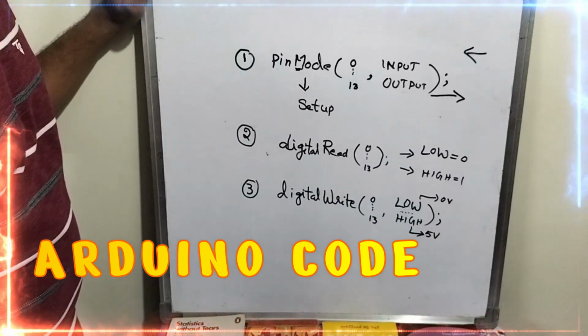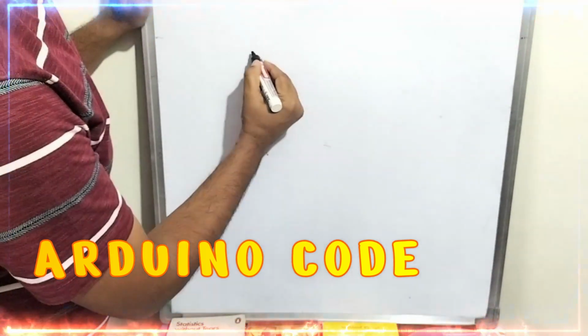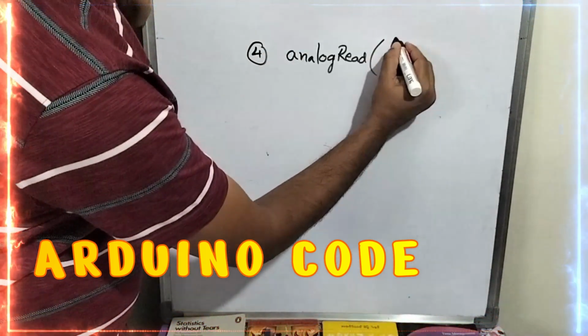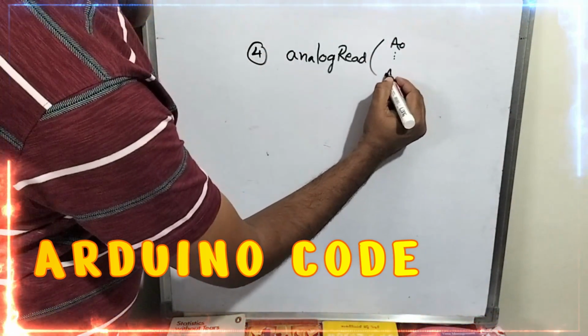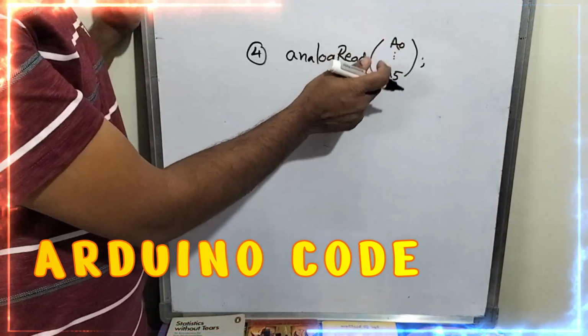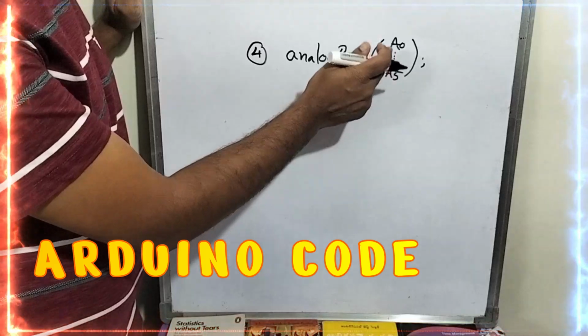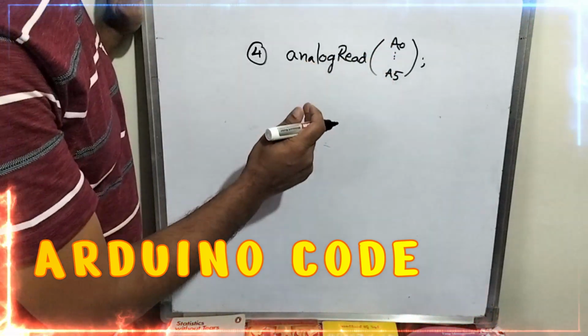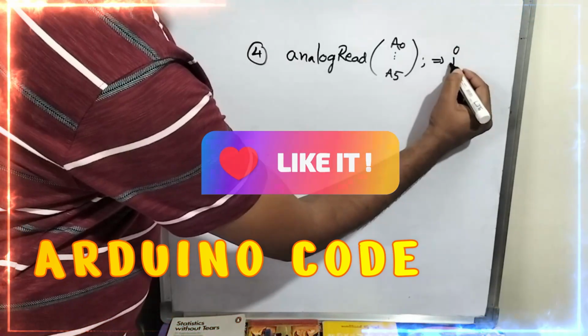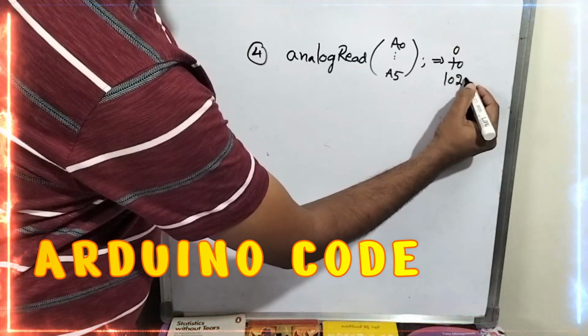Now let us see the other functions, friends. The fourth important one is analogRead, where we have A0 to A5, friends. This analogRead can take A0 to A5, that is analog input, friends. With this analogRead, the value we can get is 0 to 1024, friends.